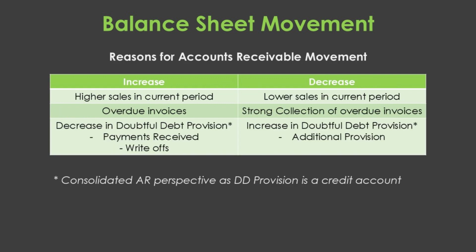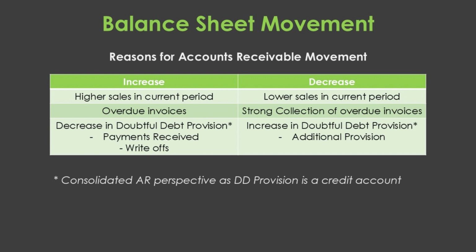Here I have summarized everything I just talked about into a little table with all the reasons why the accounts receivable balance would increase from one period to the next. As you can see here, it would be our higher sales in the current period, overdue invoices, and specific movements in the doubtful debts balance. Then we have our reasons for accounts receivable decreasing as well, which is lower sales in the current period, strong collection of overdue invoices, and our doubtful debt movements.